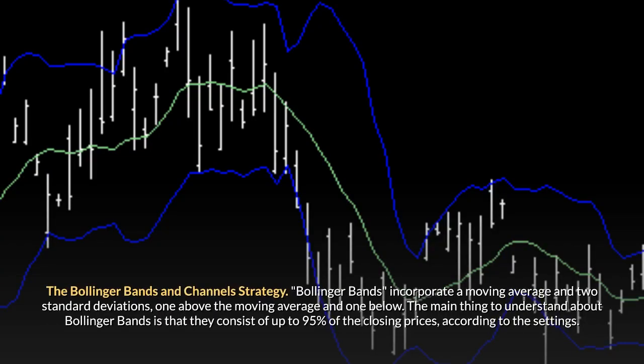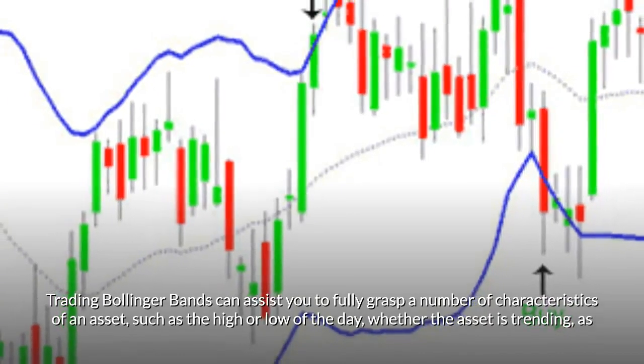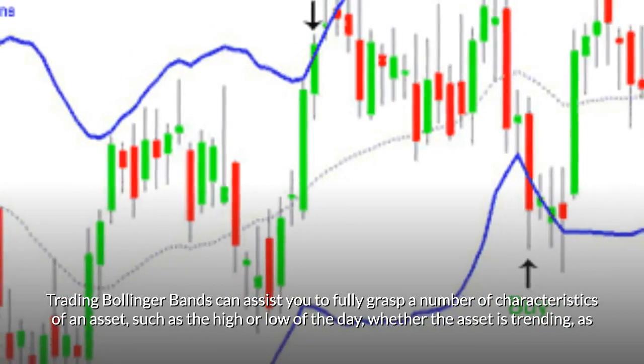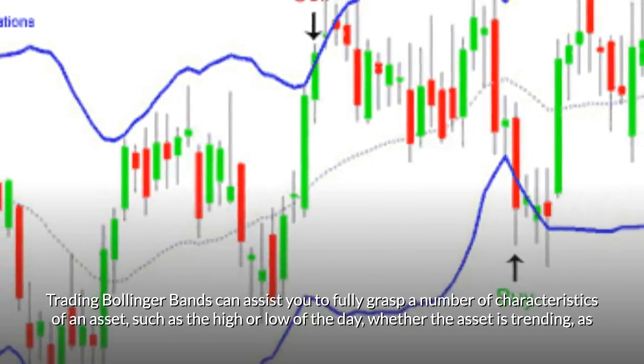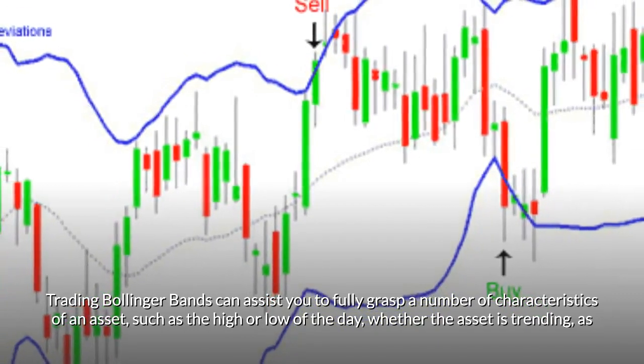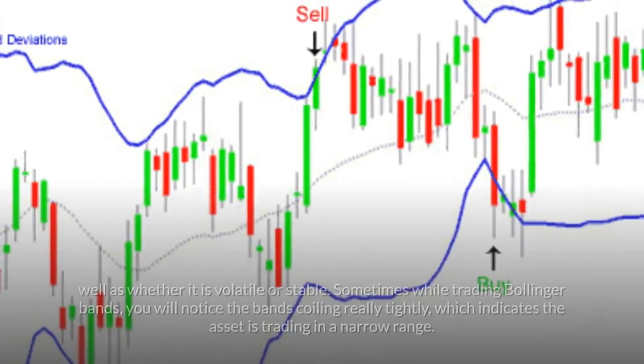The Bollinger Bands and Channels strategy. Bollinger Bands incorporate a moving average and two standard deviations, one above the moving average and one below. The main thing to understand about Bollinger Bands is that they consist of up to 95% of the closing prices, according to the settings. Trading Bollinger Bands can assist you to fully grasp a number of characteristics of an asset, such as the high or low of the day, whether the asset is trending, as well as whether it is volatile or stable.